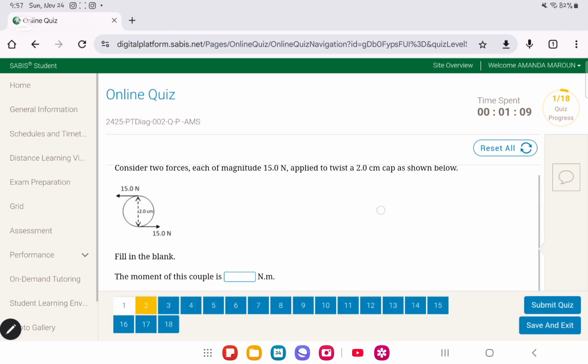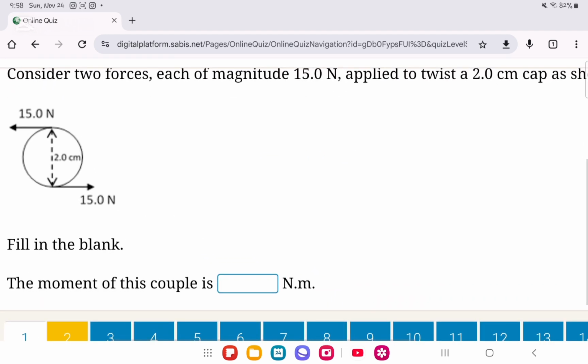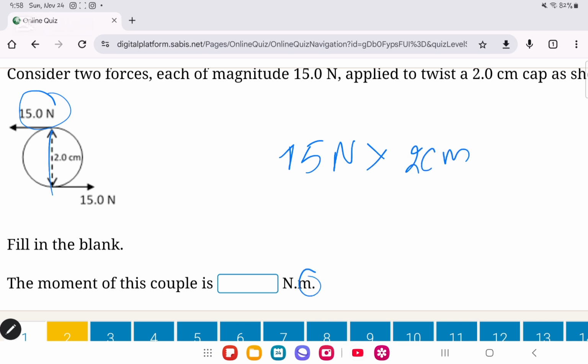Question number 2. Consider two forces, each of magnitude 15 newtons, applied to twist a 2 centimeter cap as shown below. The moment of this couple. Very simply, to find the moment of a couple, we're gonna take one force, 15 newton, and multiply it by the distance between the two forces, 2 centimeters. But do they need it in centimeters or meters? They need it in meters.